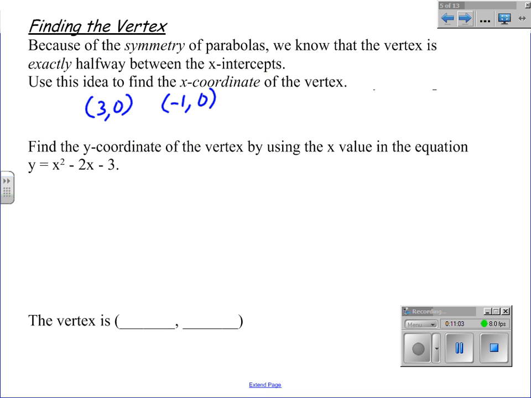Michael? 1. And if you're not sure how Michael got that, there's a couple steps, right? We got to find the distance between 3 and negative 1 and divide it by 2. Just 4 divided by 2, which is 2. So 2 units is the halfway point. So Michael, you backtrack 2 units from 3, or you go up 2 units from negative 1, and you get that your x value for the vertex is positive 1. Okay, because it's 2 units in the middle of these 2 numbers.